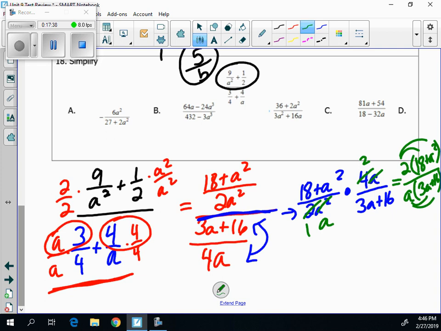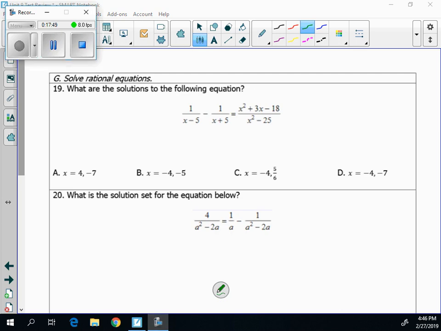Let's see here. Moving on. Alright, so with these problems, we have to get like denominators when you have equations. So we have to get like denominators. We have to know what factors we have in our denominators first. So if there are any denominators you can factor.